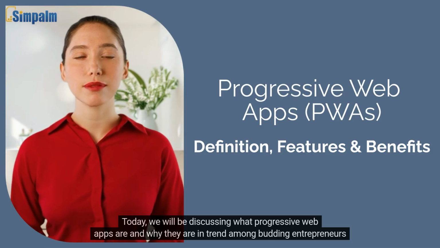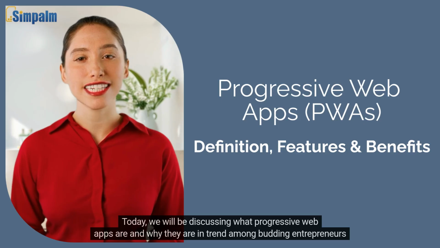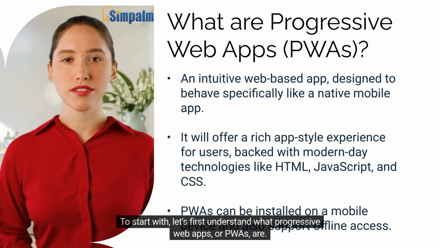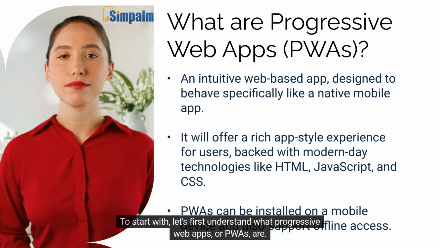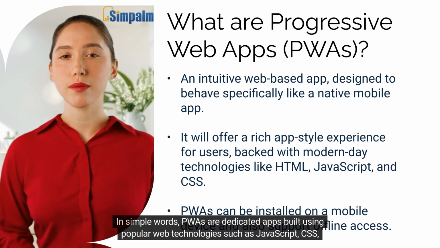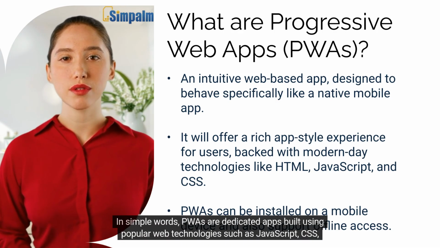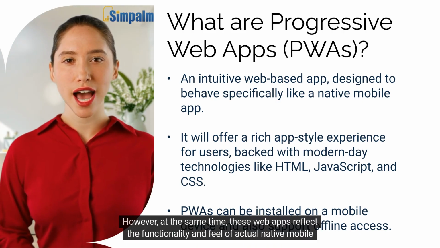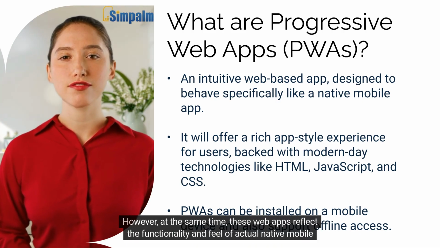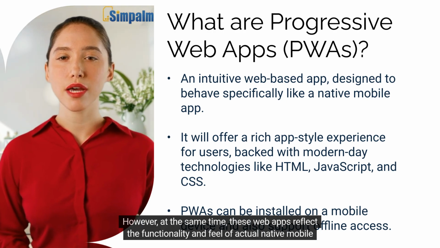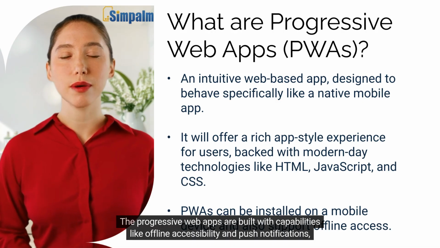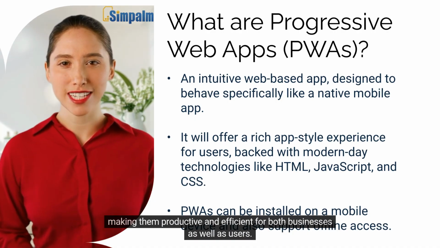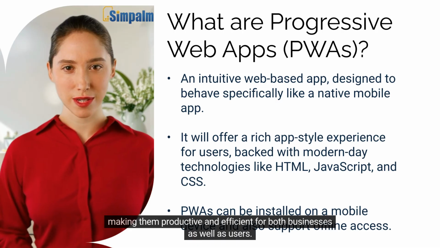Today we will be discussing what progressive web apps are and why they are in trend among budding entrepreneurs and established enterprise owners. To start with, let's first understand what progressive web apps or PWAs are. In simple words, PWAs are dedicated apps built using popular web technologies such as JavaScript, CSS, and HTML. However, at the same time, these web apps reflect the functionality and feel of actual native mobile apps. The progressive web apps are built with capabilities like offline accessibility and push notifications, making them productive and efficient for both businesses as well as users.